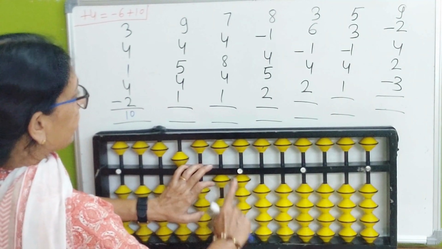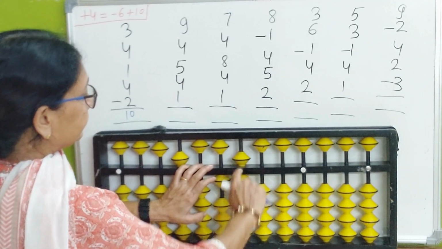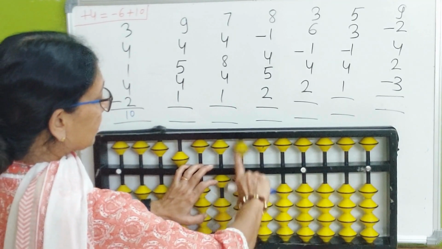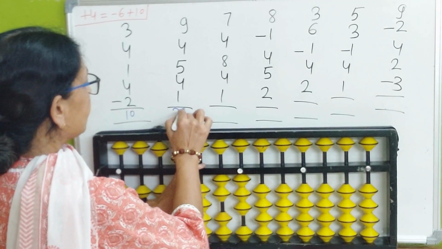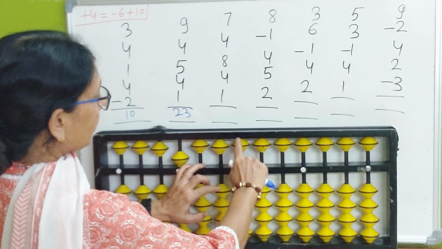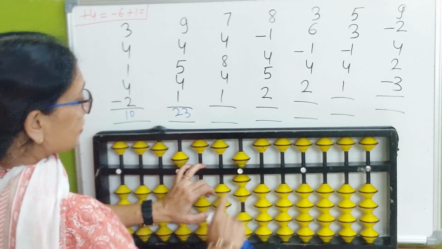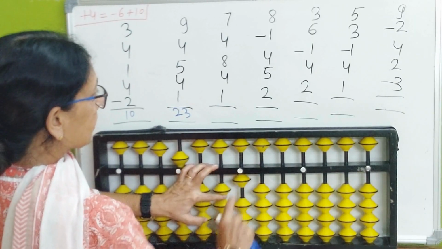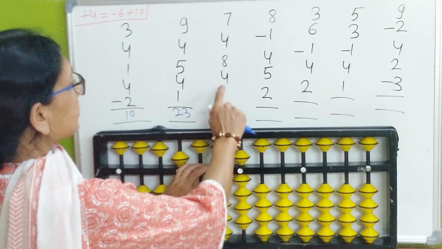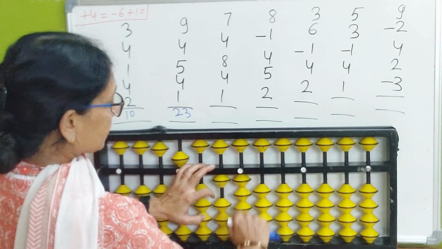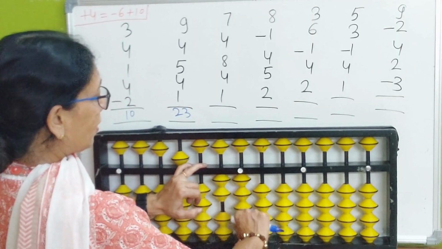This. 13. Now 5. Again 4. Less 6, add 10. 1. 23. 7. 4. Less 6, add 10. 8. Add 4, less 6, add 10. 1.